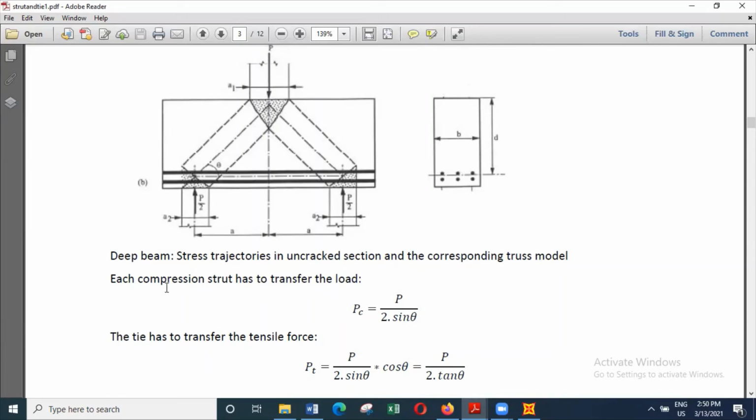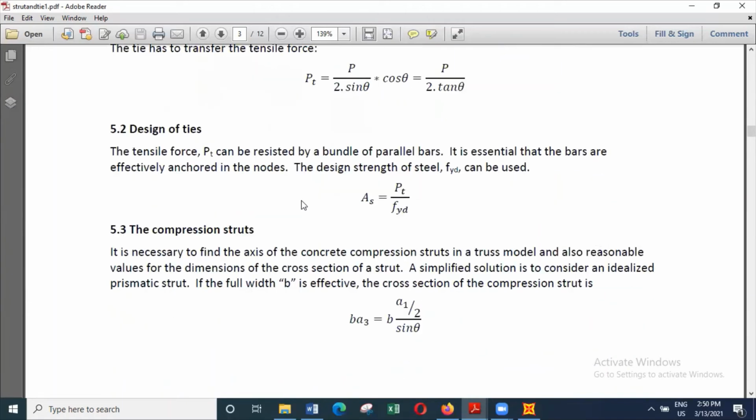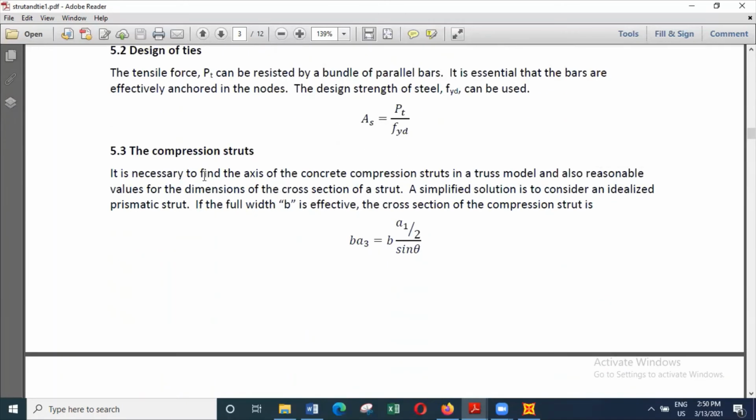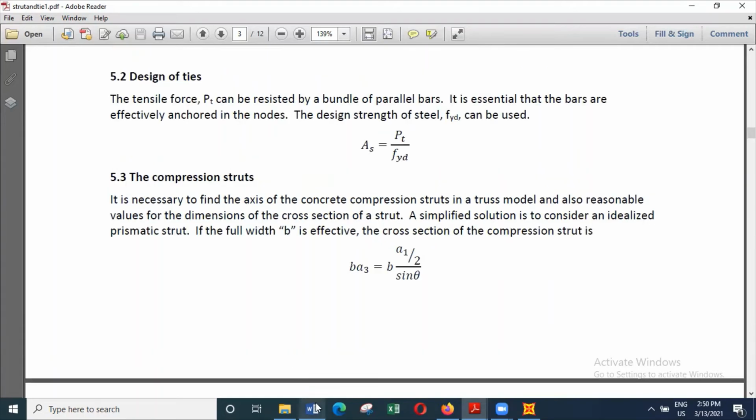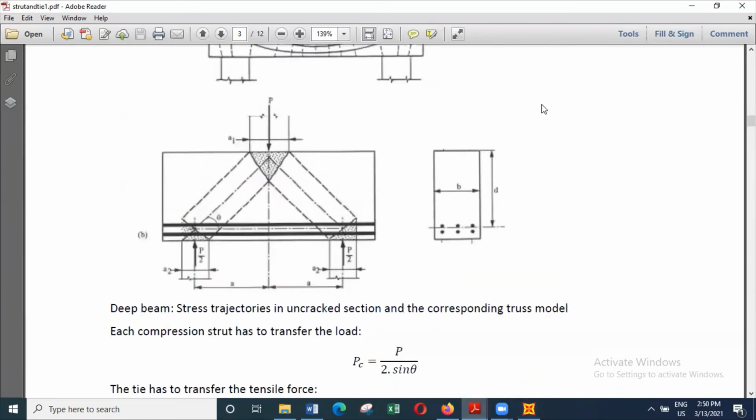So you can have different types of joints when you are using strut and tie models. And if you look at the compression struts, it is necessary to find the axis of the concrete compression struts in a truss model, and also reasonable values for the dimensions of the cross section of the strut. So basically, one of the options is we consider that the strut is going to be like this.